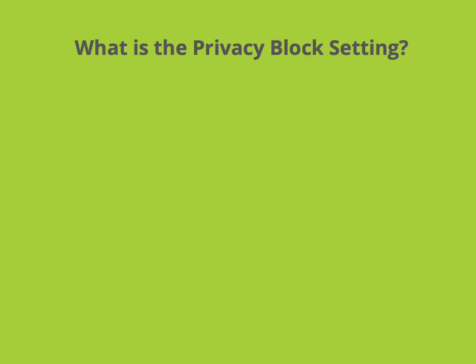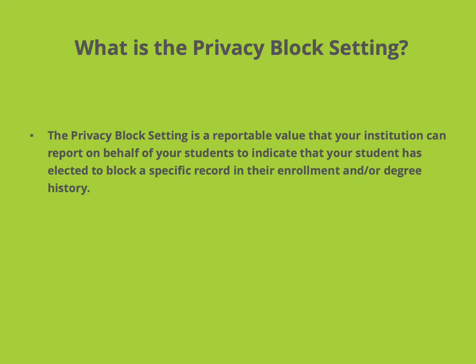Your institution may be wondering what the privacy block setting is and how this impacts your students. The privacy block setting is a reported value that your institution can report on behalf of your students to indicate that your student has elected to block a specific record in their enrollment and/or their degree history.